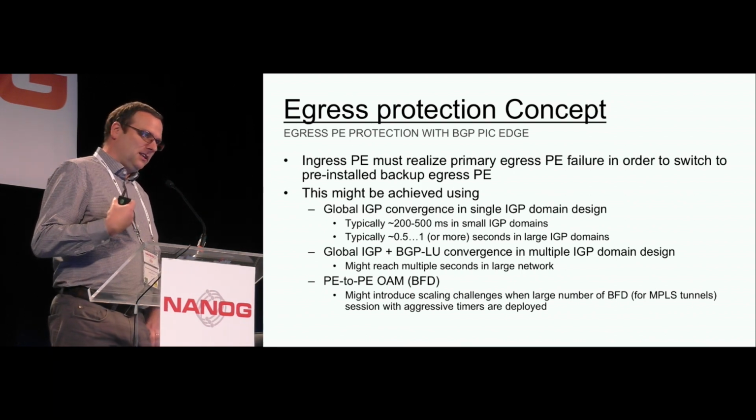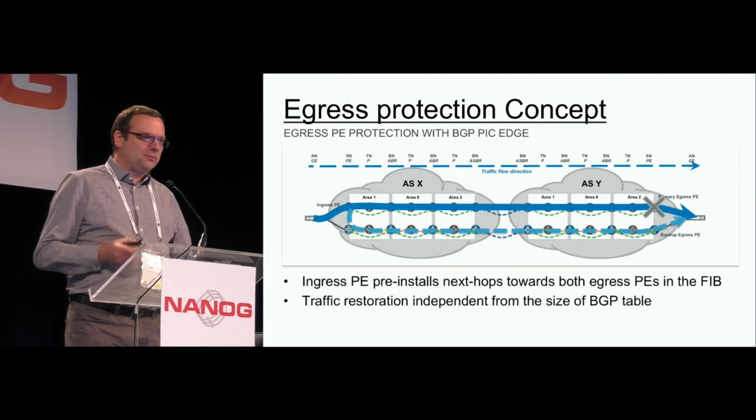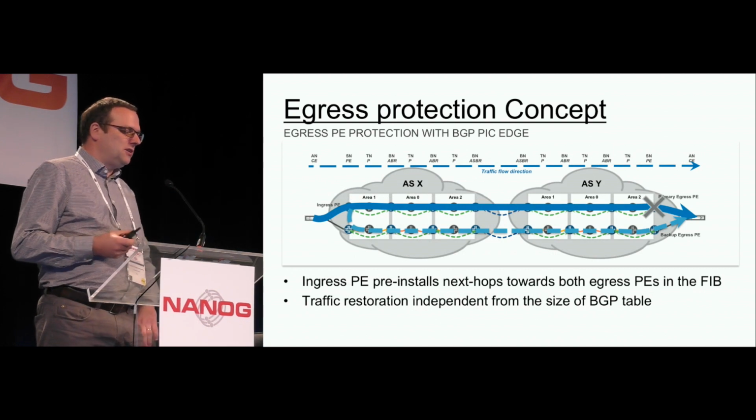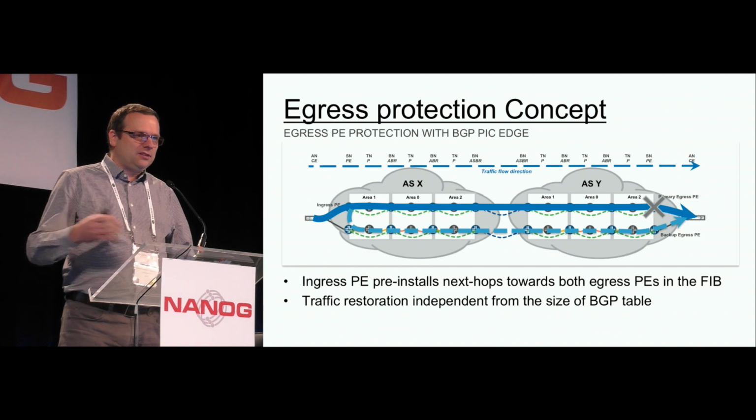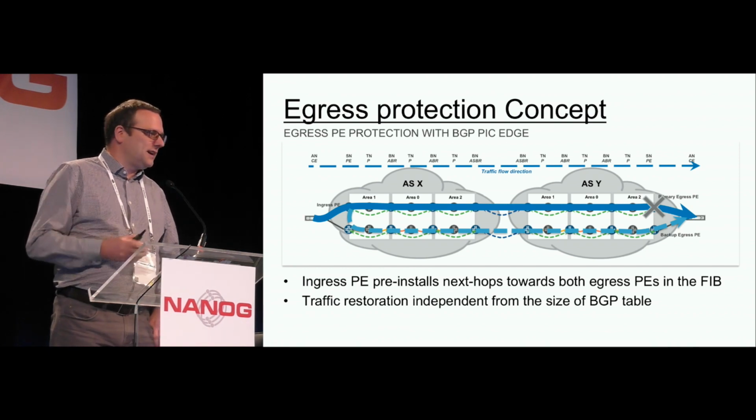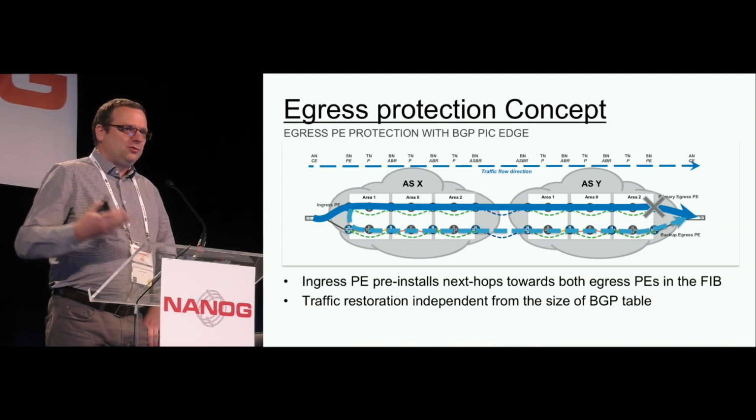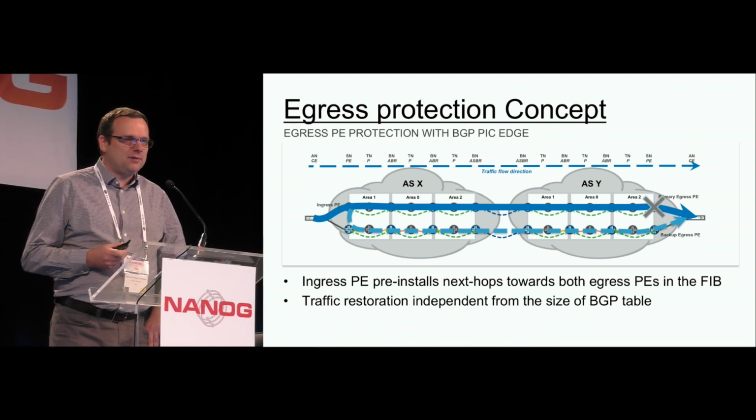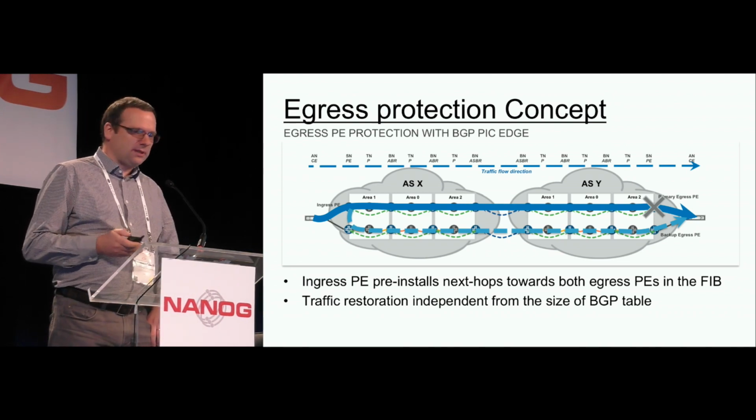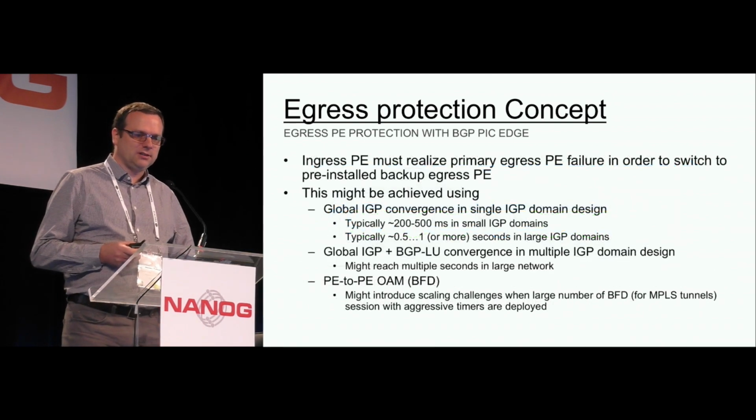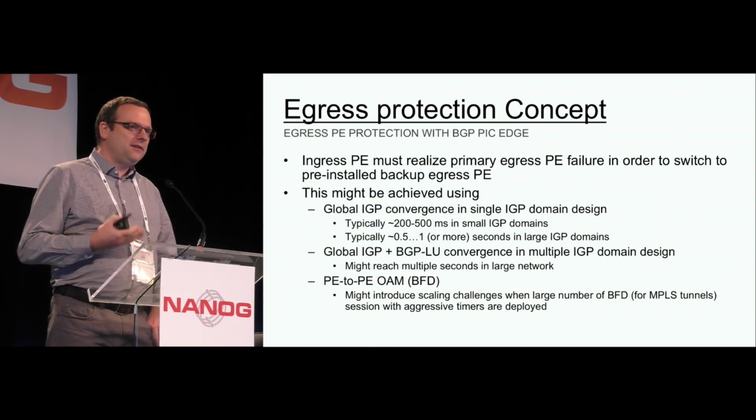Then you can expect even more convergence time if you have a network topology like here on the picture. If you have divided your network into domains, interconnected these domains with BGP labeled unicast to have an end-to-end LSP, you have even more. The information that the primary egress PE failed needs to cross many, many domains, and of course it takes some time. So it's not immediate. You can improve that by running BFD.